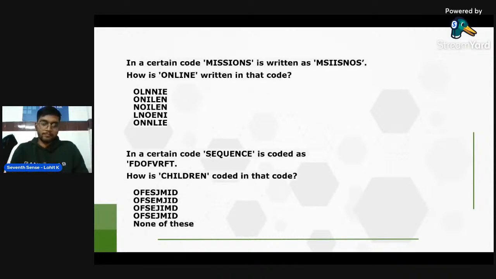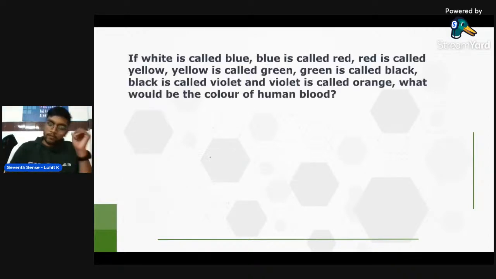Now this is one type of question which we haven't discussed. This is one type of question in the mixed coding questions, known as sentence coding questions, where they give you an original sentence and you have to convert it into the given sentences. Now just read the last line of this. What would be the color of human blood? So what is the original color of human blood?